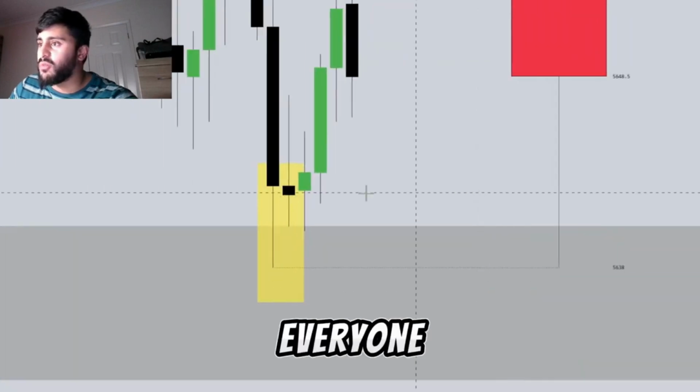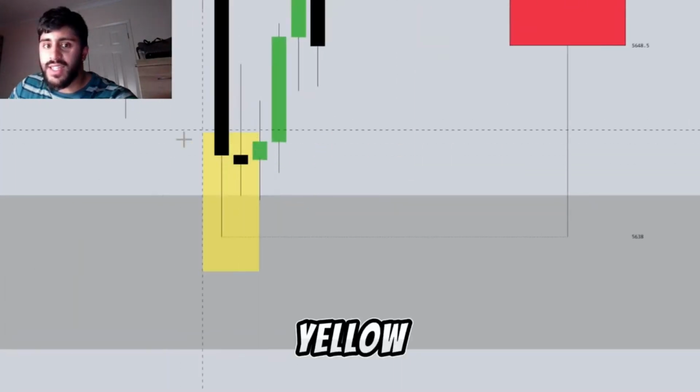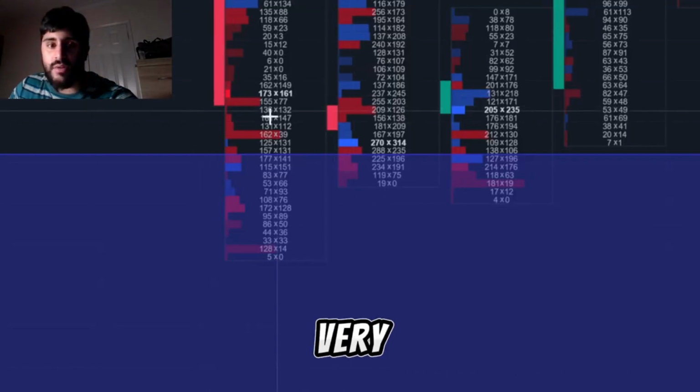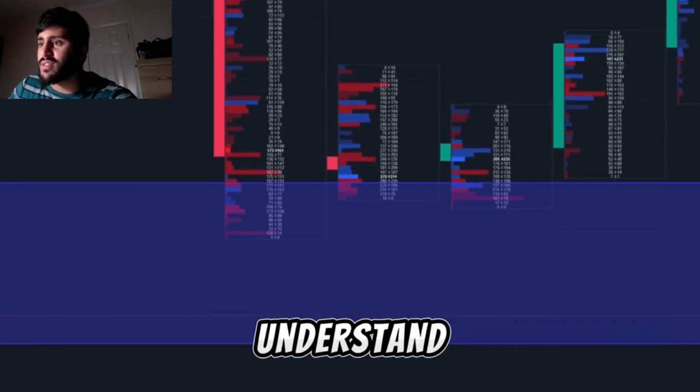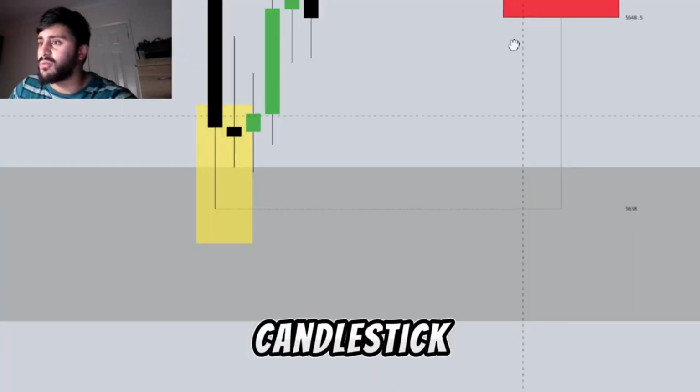So I'm going to zoom in so everyone can see this, right? This yellow box corresponds to this candle over here. This is very important to understand. Now, I want traders to understand one thing. Let's go back to the candlestick chart.